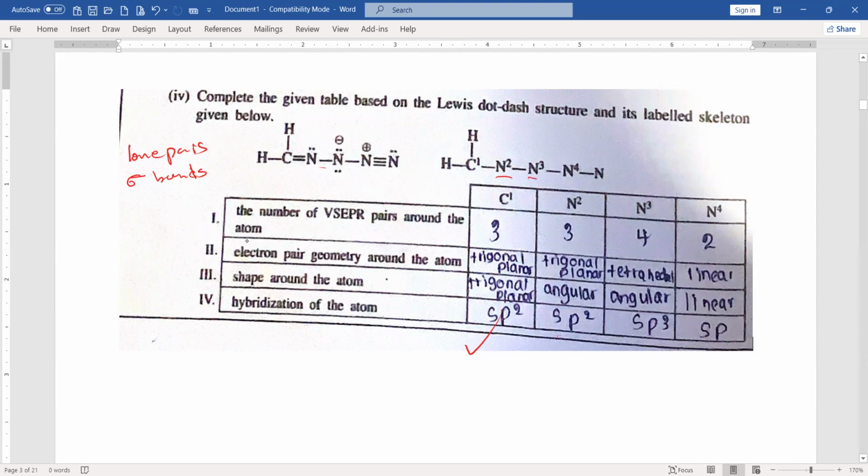And in 3, this is the N3. N3 has 2 lone pairs and 2 bond pairs. Out of 4 Vesper pairs, the electron pair geometry is tetrahedral, the shape is angular and sp3, correct. And N4 has 2 Vesper pairs because 1 sigma bond here and 1 sigma bond here means we have 2 sigma bonds around it and no lone pairs. So it is linear. The shape is also linear because no lone pairs. And finally, the hybridization is sp. So everything is correct. Therefore, you will get 16 marks for that, 1 mark for each.